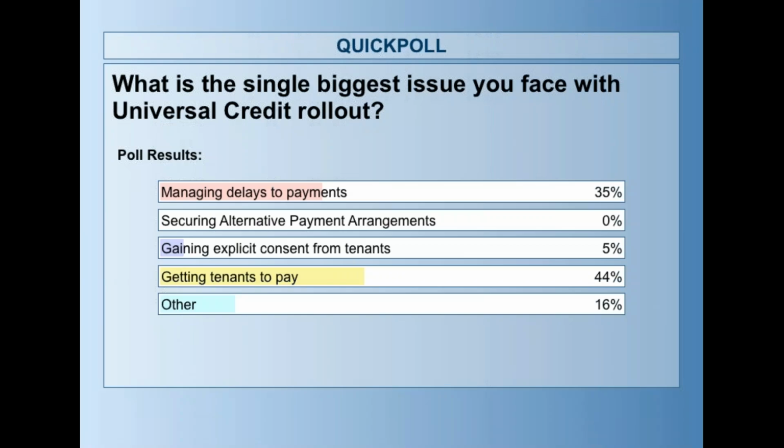Deven, I'm hoping that you can see those results. Can you see them? Shall I read them out? Yeah, sure.